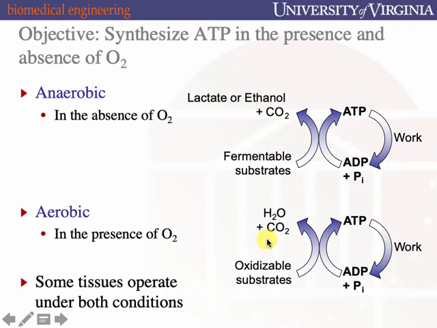If oxygen is around, eukaryotes have a much more efficient way of generating ATP through aerobic metabolism, using the oxygen that's in the environment together with substrates that are oxidizable to generate water and carbon dioxide and boatloads more ATP, which once it's been generated can be used just the same as ATP generated by anaerobic processes to do work inside the cell.